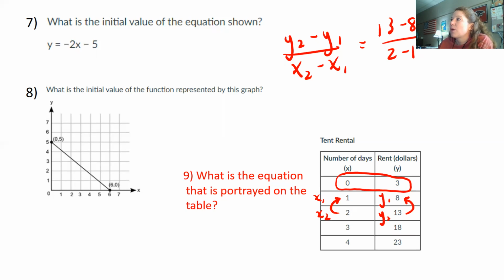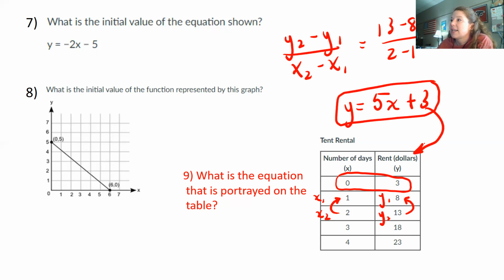So our slope is 5. Rate of change is 5. And we always write our equation y equals mx, our slope times x, and then plus our y-intercept, and our y-intercept is positive 3. So that is the equation of this table.